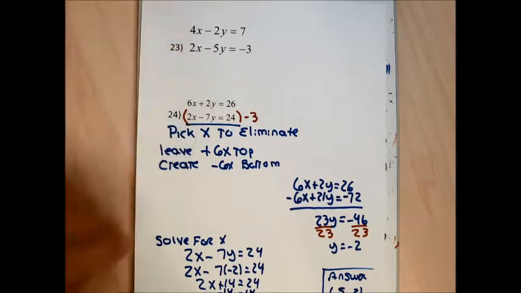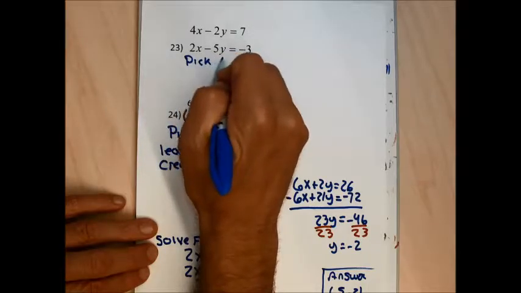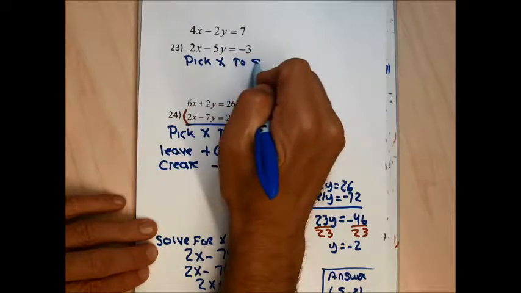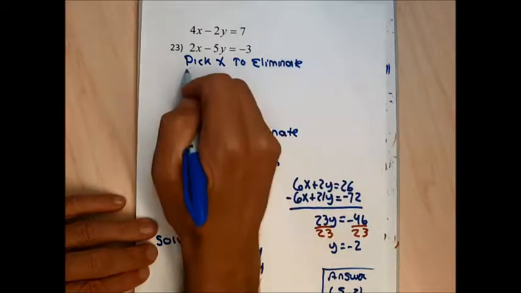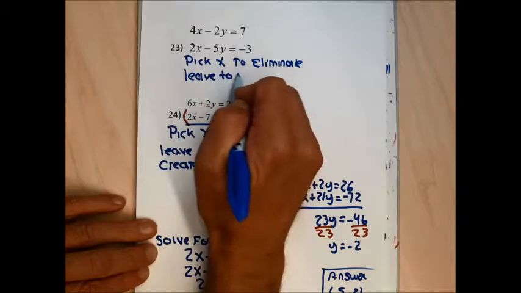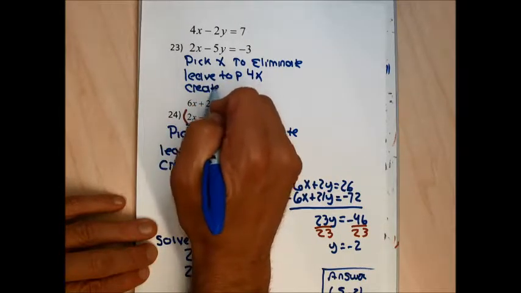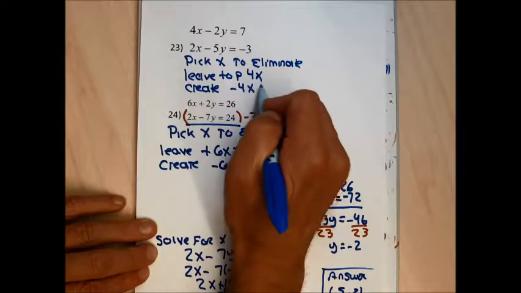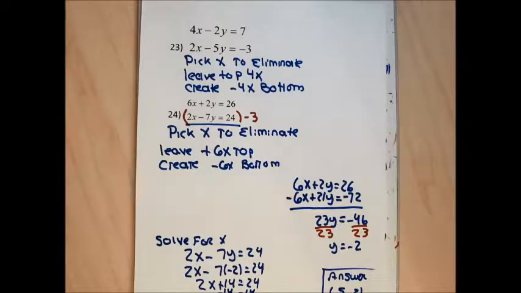For your first step in 23, probably you should also pick the x to eliminate and leave the top with a 4x and create a minus 4x in the bottom so that you can add the equations together and drop out the x's.